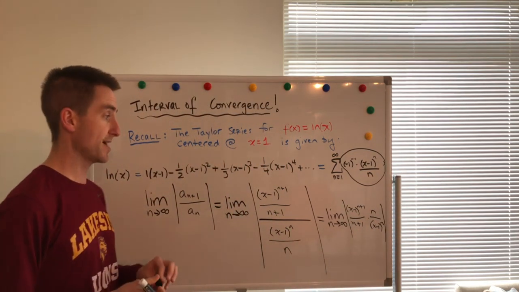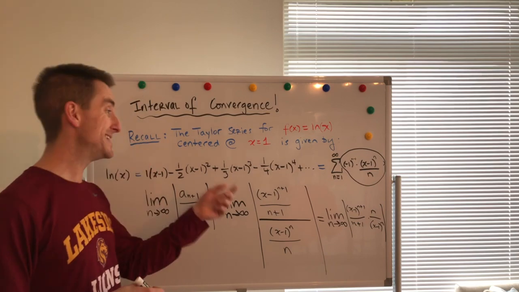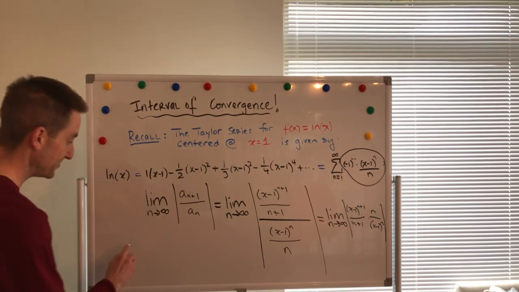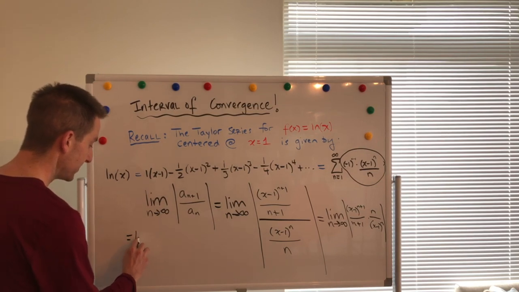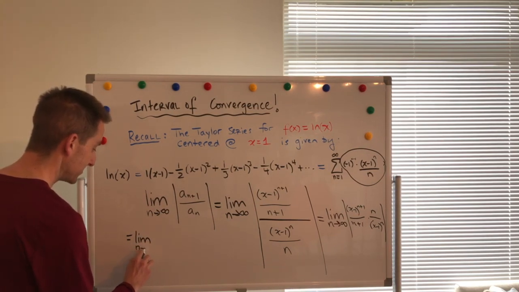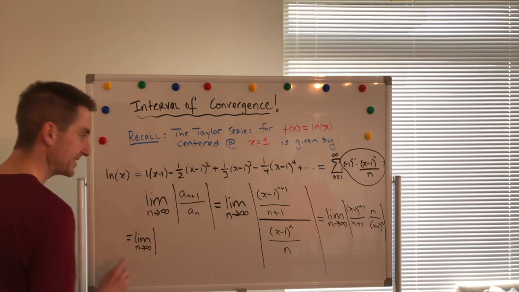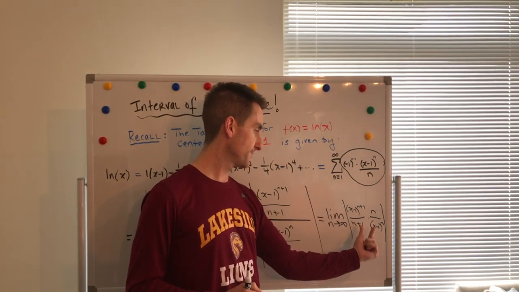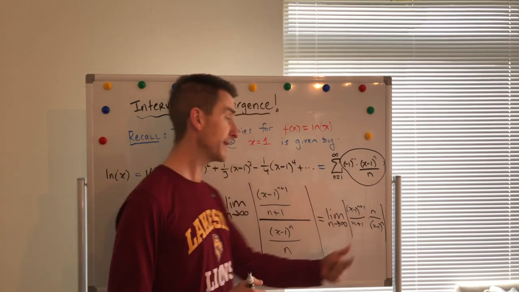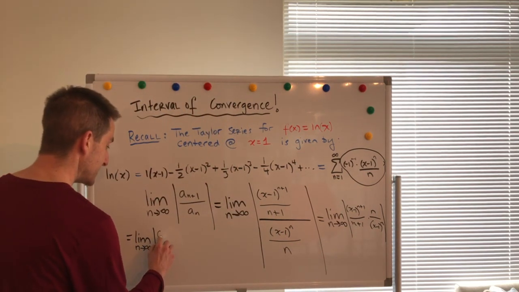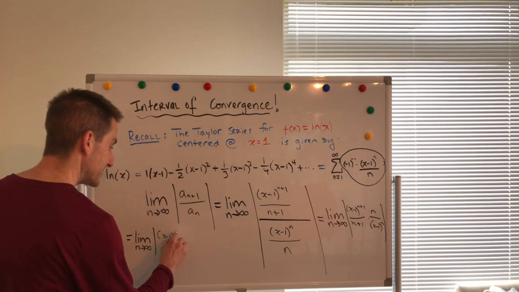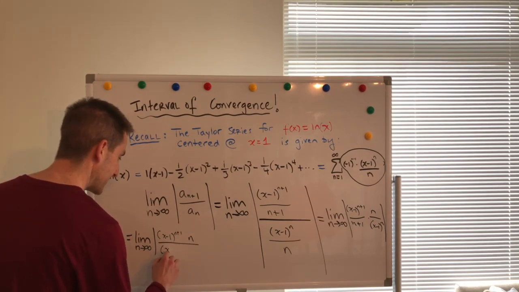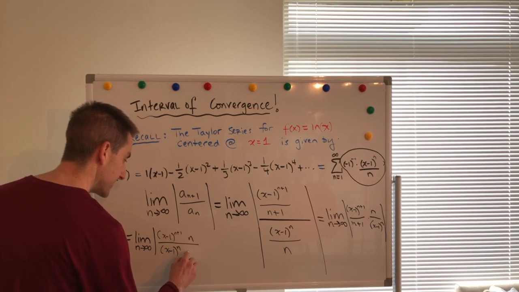And now, to finish out this limit, we need to manipulate the expression that we currently have. So I'm going to continue that over here. So I've got the limit as n goes to infinity of the absolute value of, I'm just going to use the commutative property of multiplication in the denominator to rewrite that as (x minus 1)^(n+1) times n over (x minus 1)^n times (n plus 1).